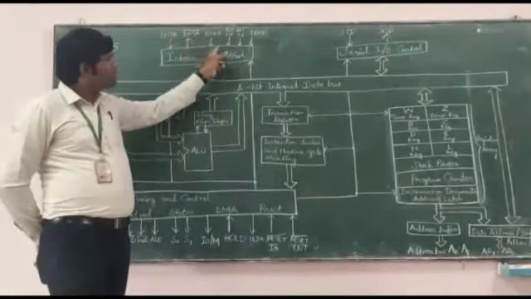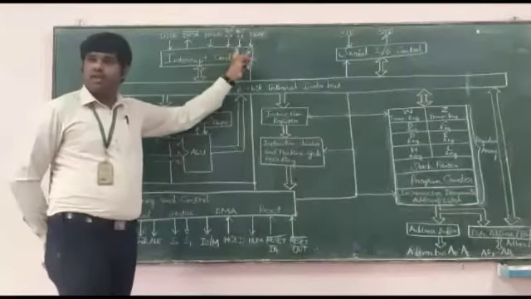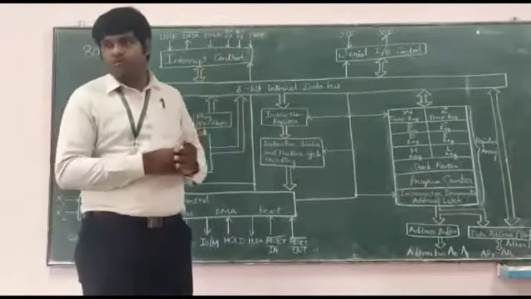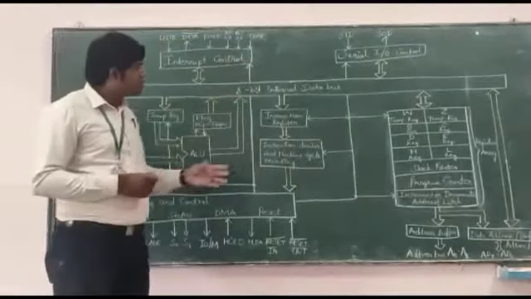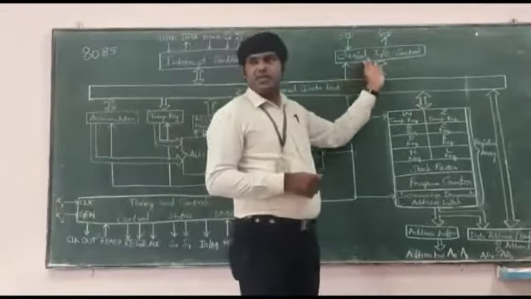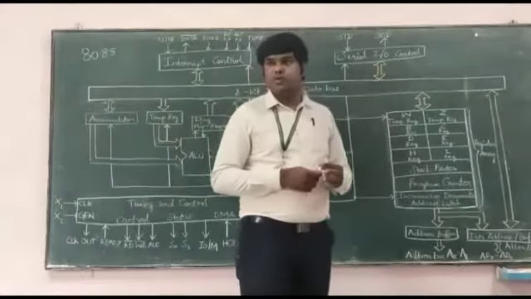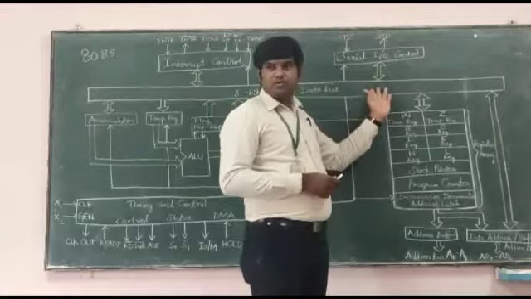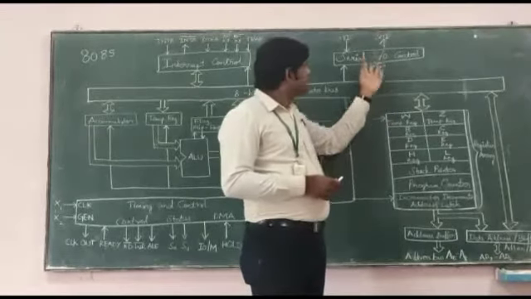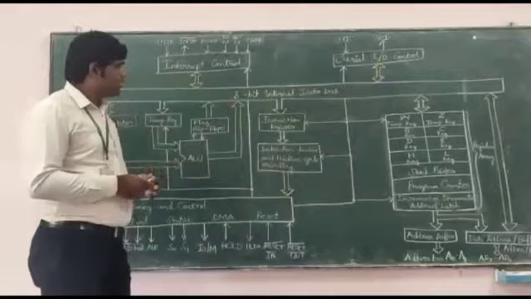Then we have a few interrupts, that is TRAP, RST 5.5, 6.5 and 7.5, out of which TRAP has got the highest priority. Then coming to the other block, we have the serial input and output control block. In the serial input and output control block, whatever data is available from or through the microprocessor is carried with the help of 8 bits.